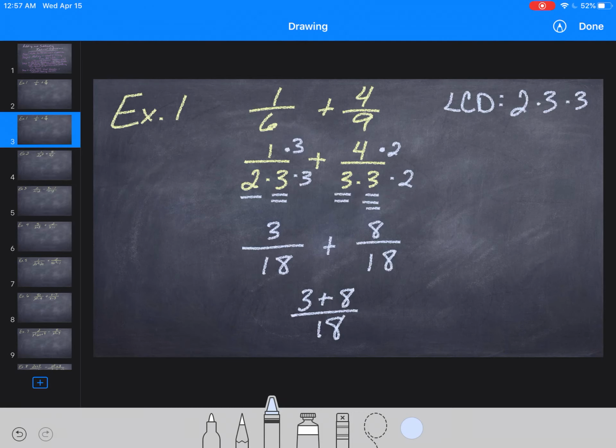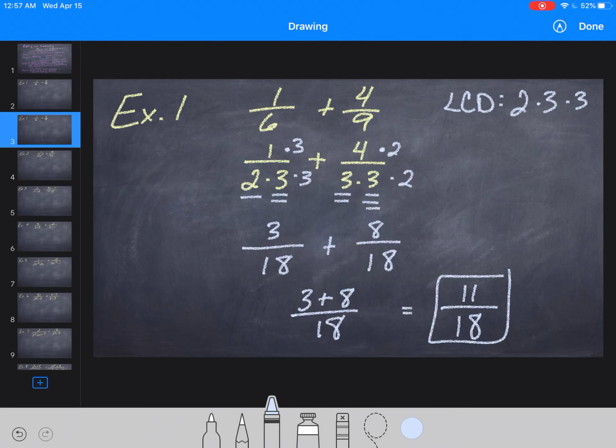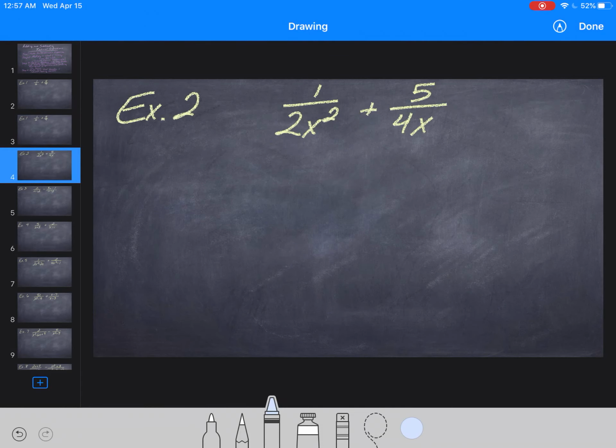And then I would simplify that. So 3 plus 8 gives me 11. So I would end up with 11/18. Now you'll notice that we were able to get the same answer that we got before. Both answers are correct, but this second way that we did it is going to be how we will be working out rational expressions. Let's take a look at example 2.